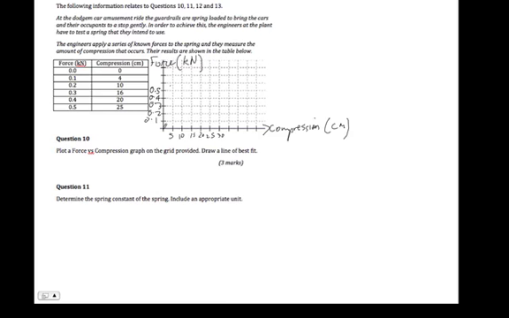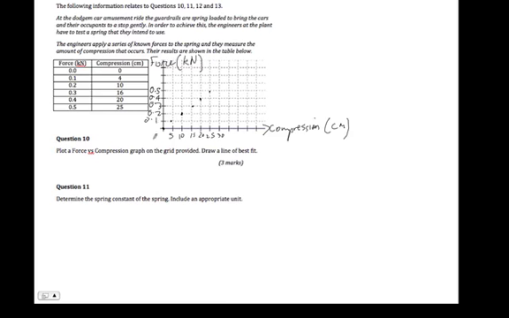Okay, so 0, 0. So we have, goes through our origin, 1 kilonewton, we've got 4 centimetres, so that's about there. 2 is 10, that's right on that intersection there. 3 is 16, just over that there. 4 is 20, 5 is 25.